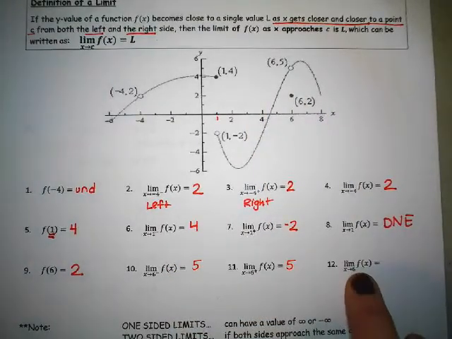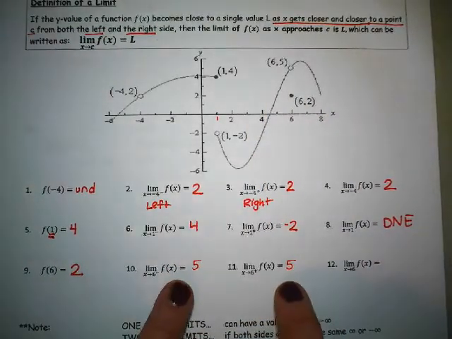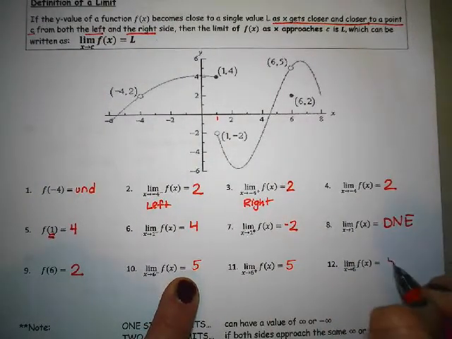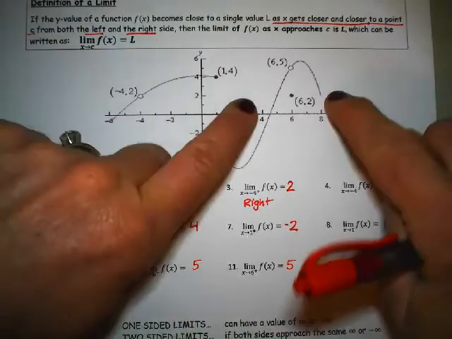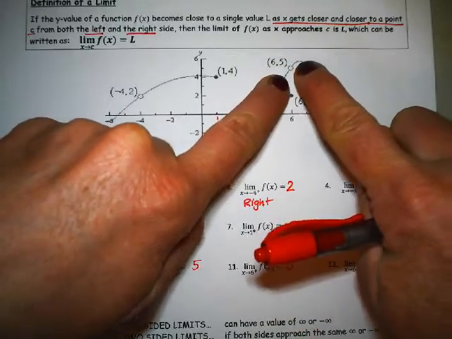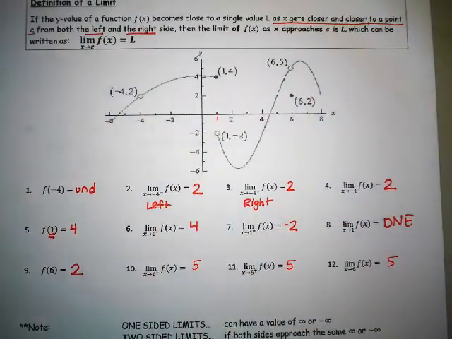Now, in order for the actual limit to exist, remember we said if these two numbers are the same, that's going to be my answer to my actual limit. My limit as x approaches 6 of f of x is 5 because I have to come from both sides and come in as x is 6, my y value is getting close to 5.